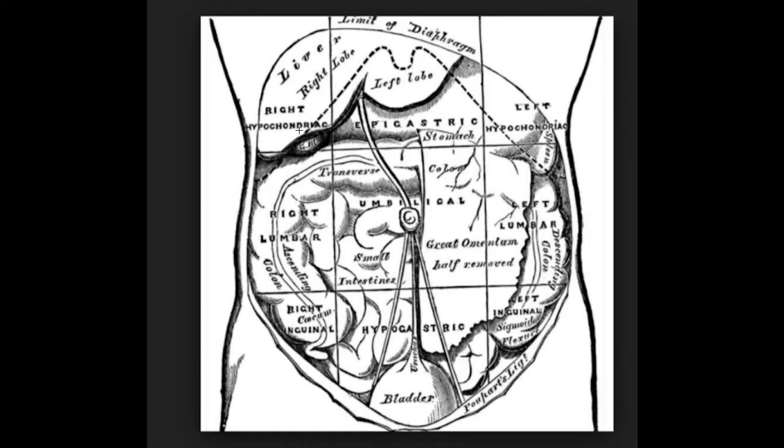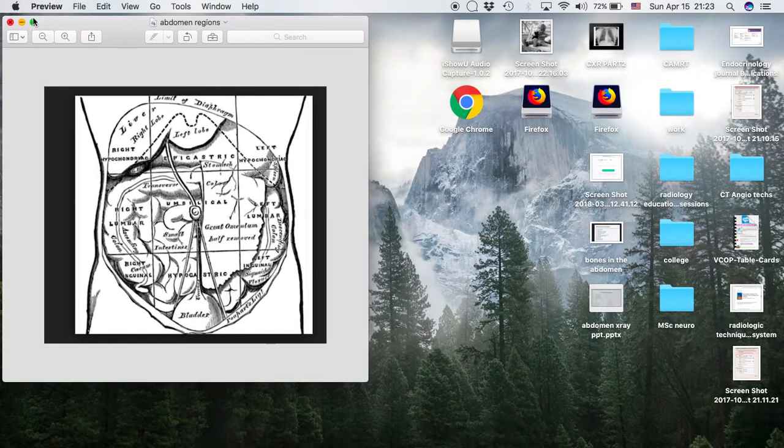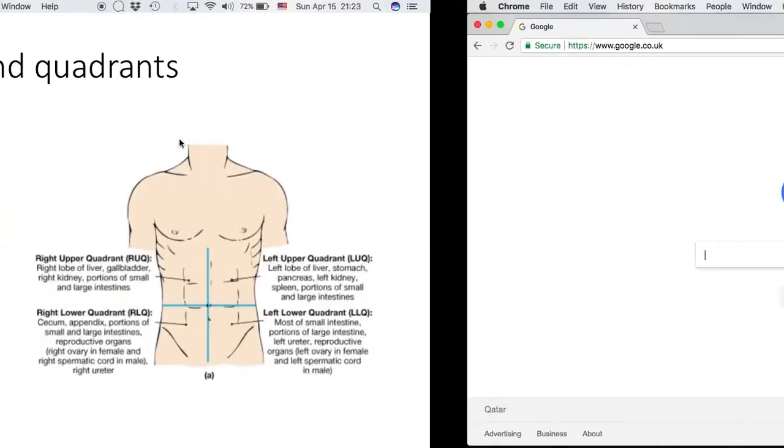We have the right hypochondriac, epigastric. Epigastric means just right at the stomach area, the epigastrium. We have the left hypochondriac. We have the right lumbar, the umbilical. Here we see the umbilicus in the middle. We have the left lumbar, left inguinal, hypogastric. Hypogastric is just below the gastric region, and we have the right inguinal. These are the 9 regions. So you can divide them according to regions or quadrants.